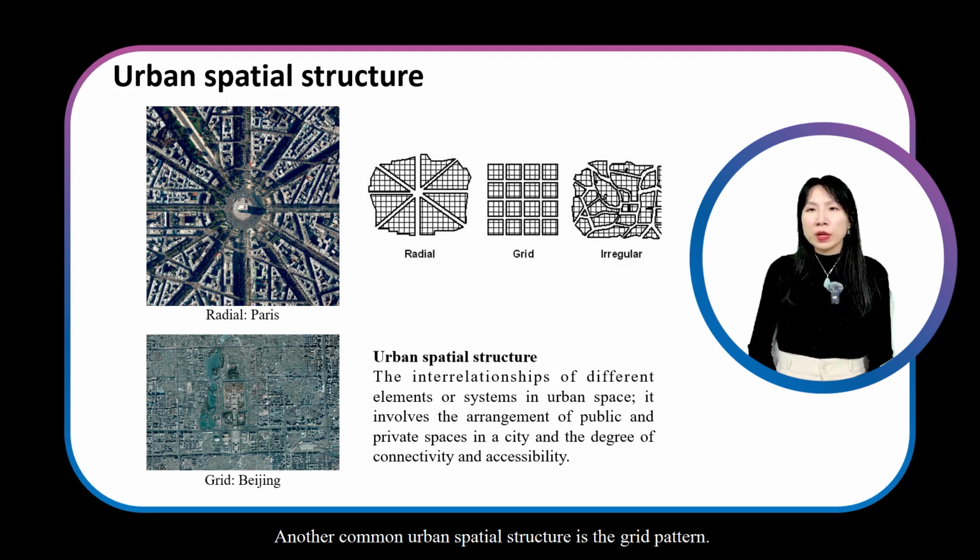Another common urban spatial structure is the grid pattern. Beijing is a classic example of a grid structure. Grid-structured cities are usually characterized by a network of intersecting roads, forming regular blocks like a chessboard. This structure helps improve traffic efficiency and the rational use of land. It is important to point out that many cities contain both spatial structures, and ancient cities also exhibit irregular patterns mixing with radial and grid patterns.